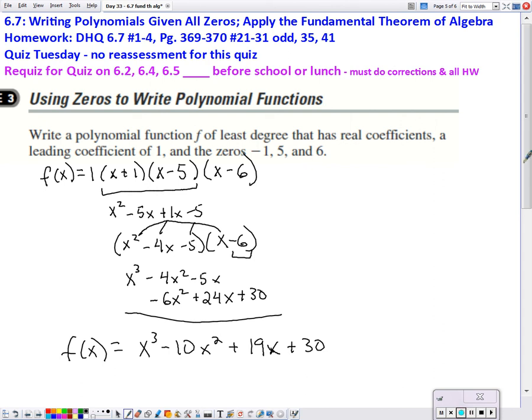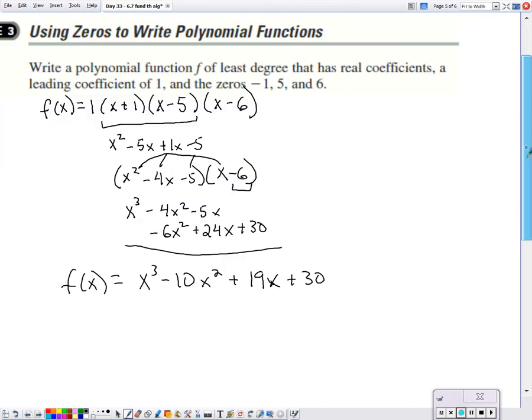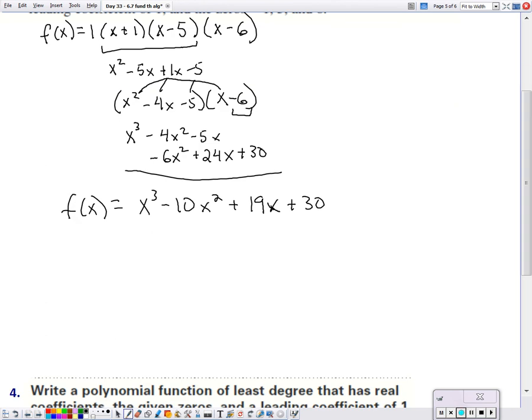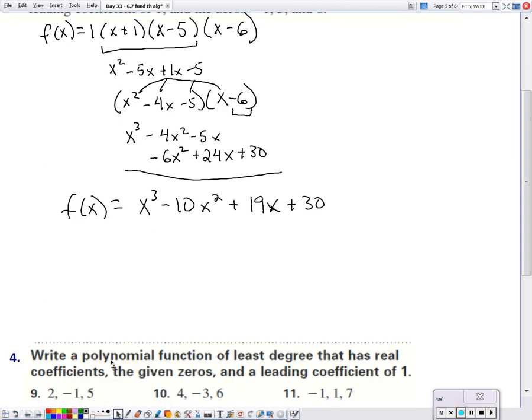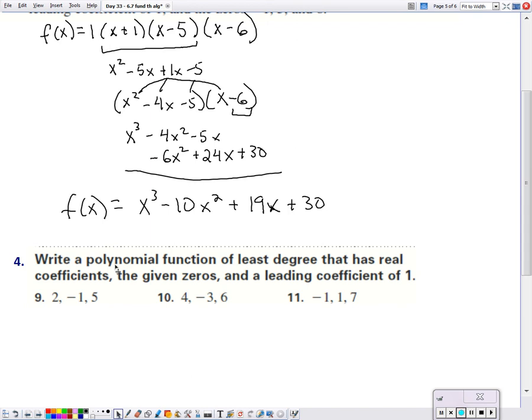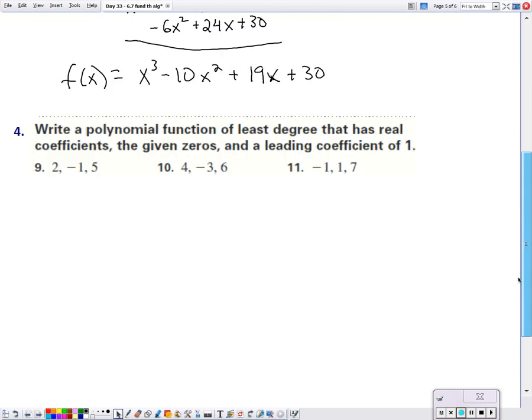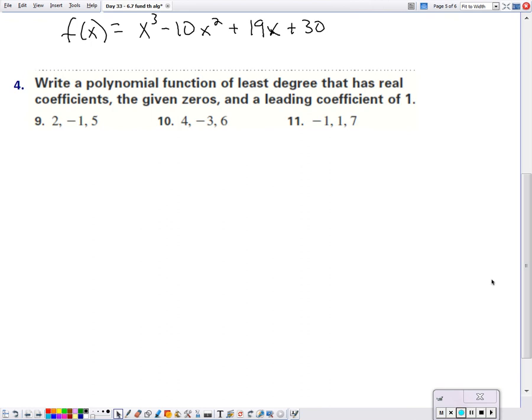Okay, I want you to take a minute and you try the next one. Just try number 9. Write a polynomial function of least degree that has real coefficients, the given zeros, and a leading coefficient of 1.